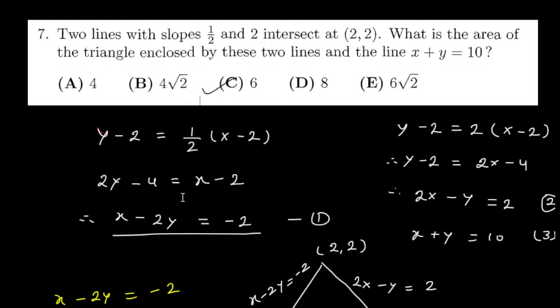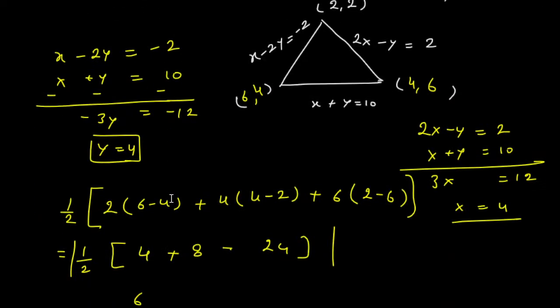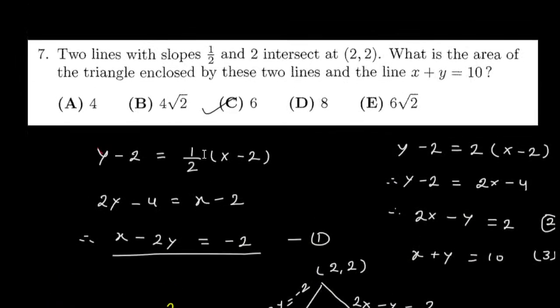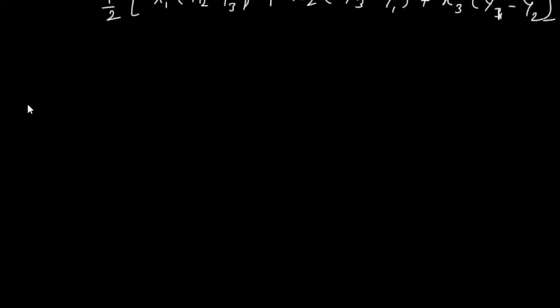Now for a triangle, if the coordinates are given, then we can find area by using the formula. The formula is half, 1 by 2, times x1 (y2 minus y3) plus x2 (y3 minus y1) plus x3 (y1 minus y2). This is the formula for area. So this is the 7th question. Okay, now the 8th one.